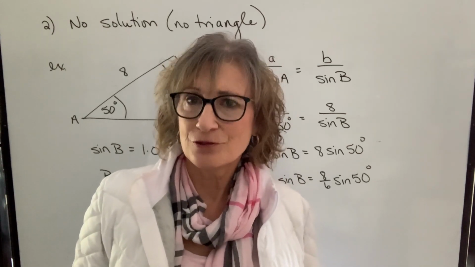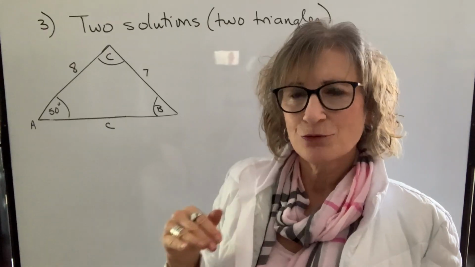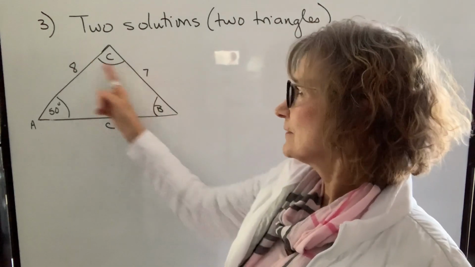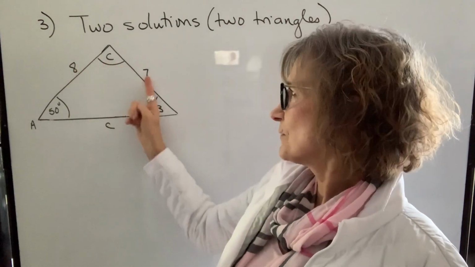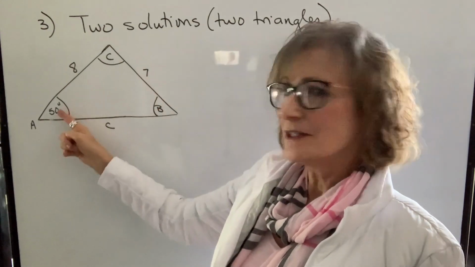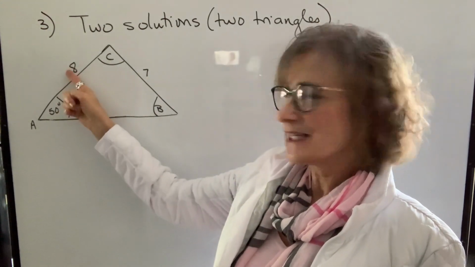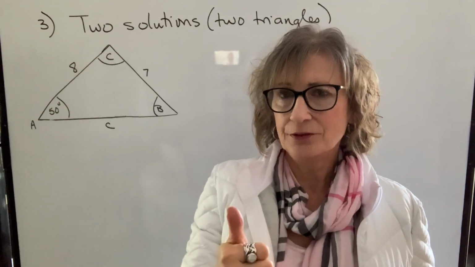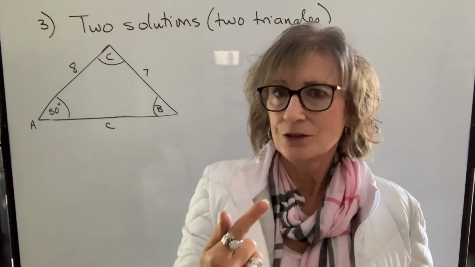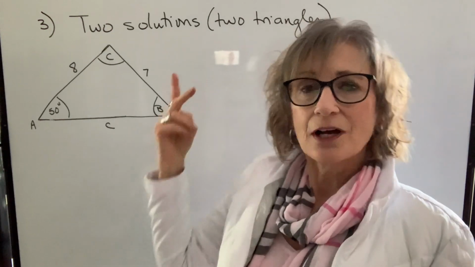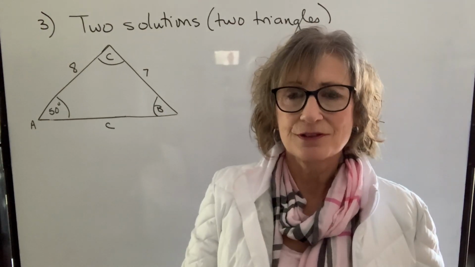Then there is a third possibility. Just to recap, if you're given an oblique triangle where you have two sides and an angle opposite one of the sides, if the side opposite the given angle is less than the other side given, you either have a right triangle, you have no triangle, or you actually will have two triangles, therefore two solutions.